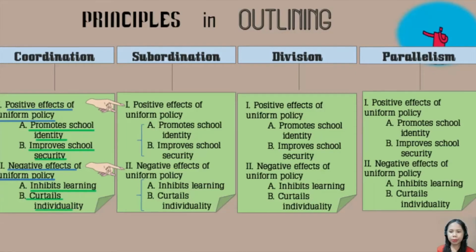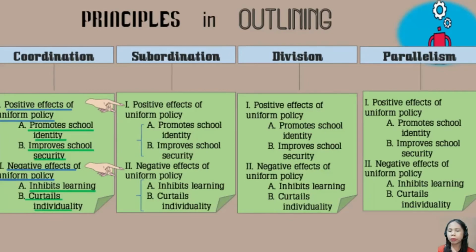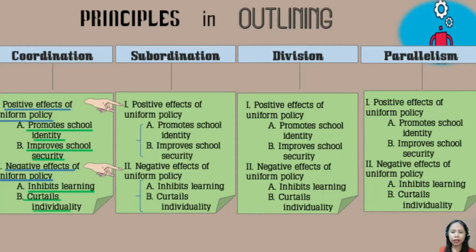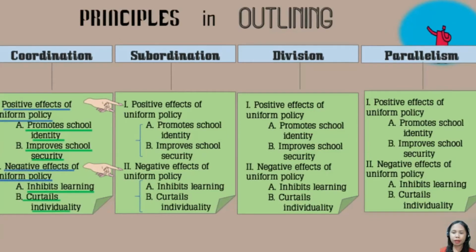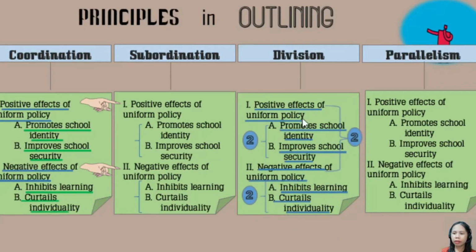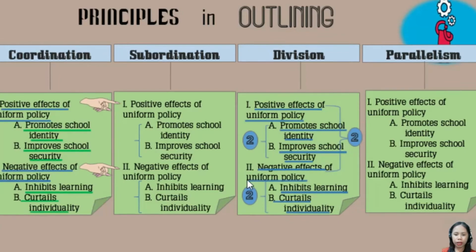The next principle is the principle of division. This principle requires that no cluster should contain only one item. In an outline, every level needs at least two parts. This means that there can never be an A without a B, a 1 without a 2. As you can see here from our example, each level has two parts.